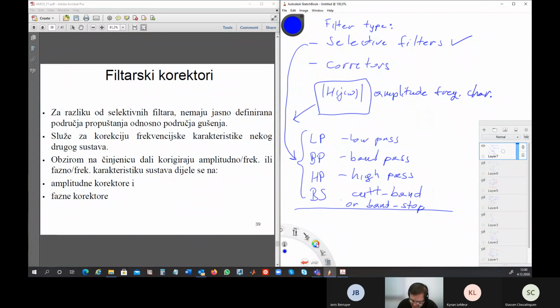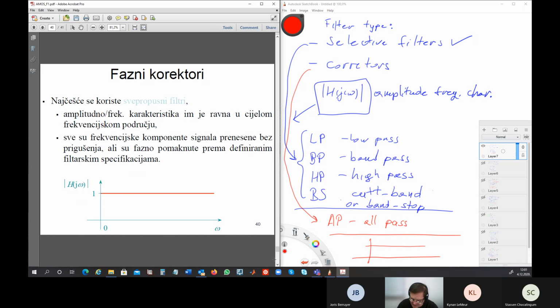Now we can also give one example of correctors. This is AP or all pass. So all pass looks like this. You will see. This is phase corrector or all pass filter of phase.